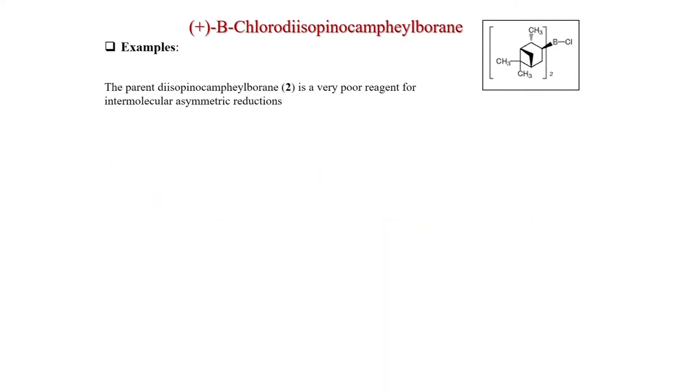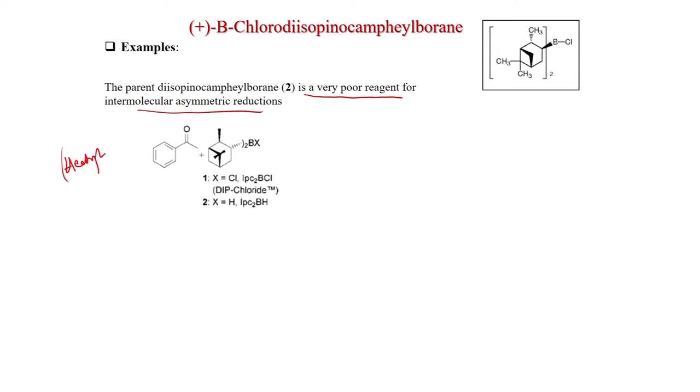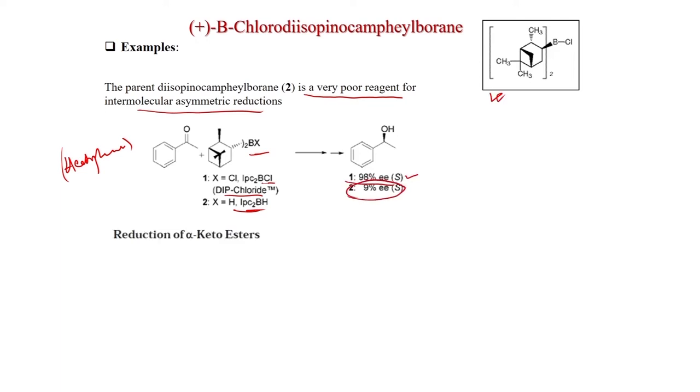This parent diisopinocampheyl borane is a very poor reagent for intermolecular asymmetric reduction. If you consider a ketone like acetophenone, when X is equal to chlorine, that is the DIP-chloride, and X is equal to hydrogen, that is the diisopinocampheyl borane, you can see the difference in selectivity here. With this one, you get 98% ee. On the other hand, with diisopinocampheyl borane, you get only 9% ee.